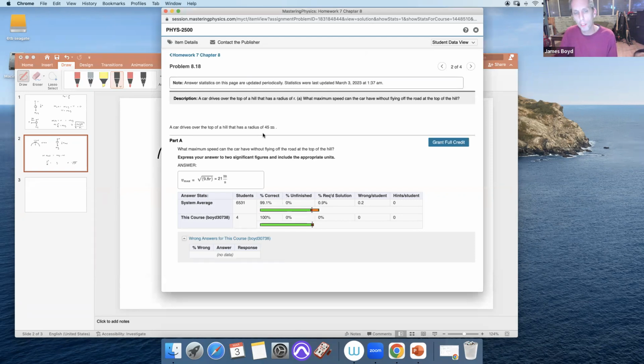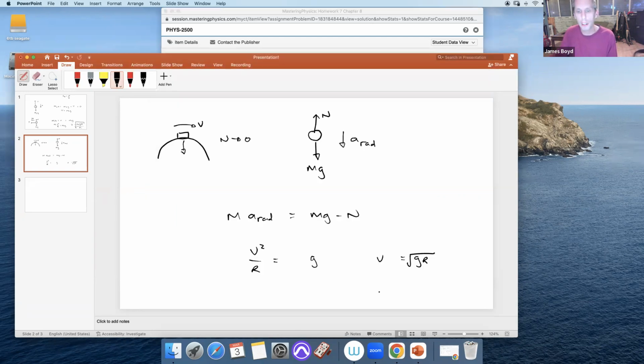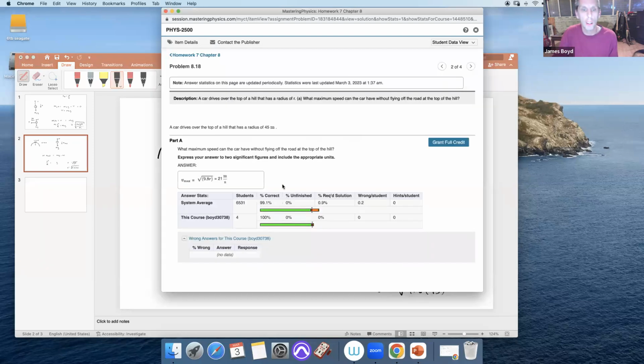Now our r is 45 meters, g is 9.8, so v is the square root of 9.8 times 45, and that will give us what's shown here, 21 meters per second. I'm going to double check that with my calculator again to be sure. 9.8 times 45, take that square root, and I get 21.